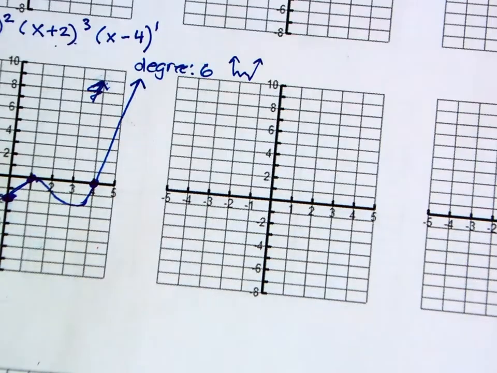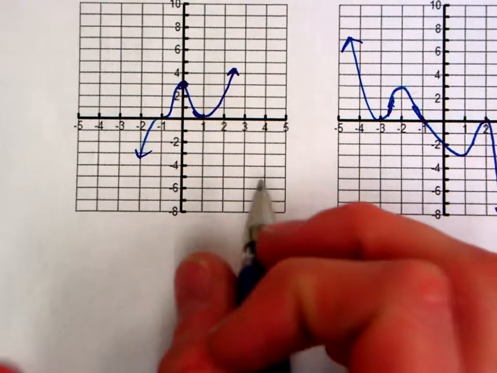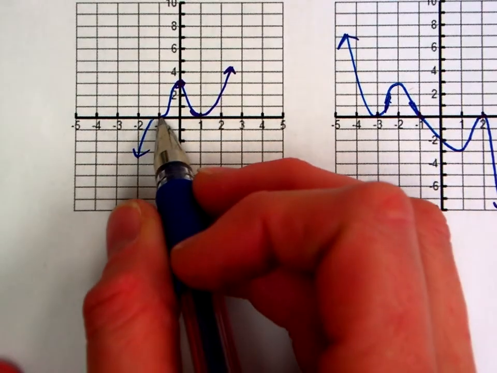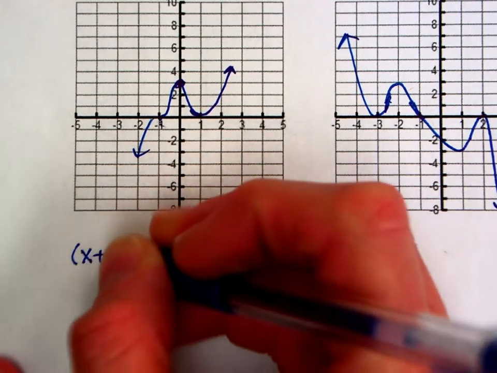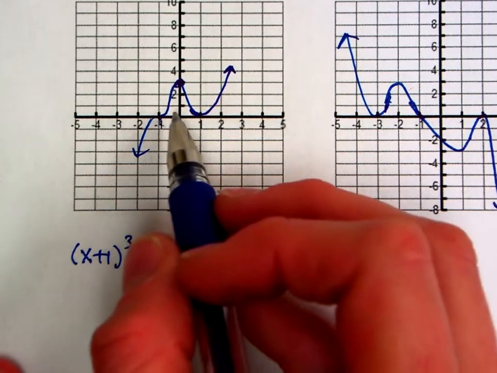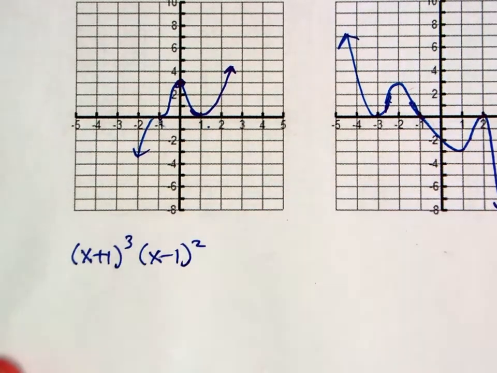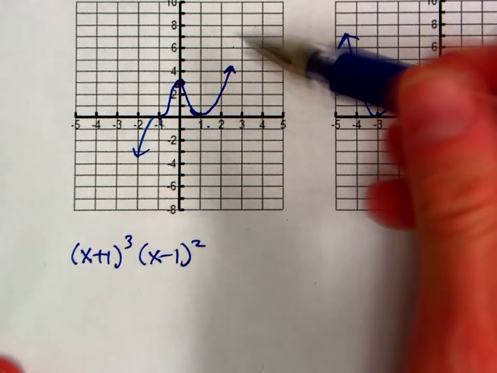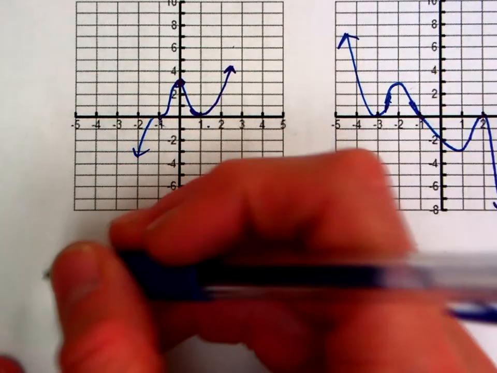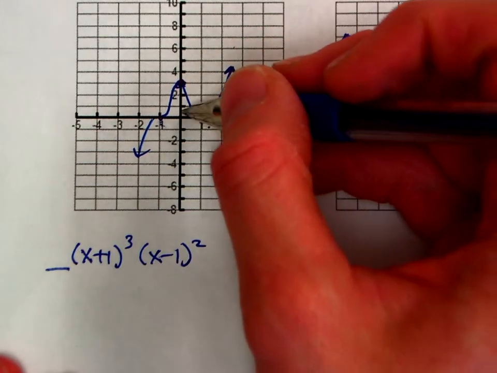The other thing we have to be able to do is come up with the equation given the graph. So I will say that this is a wiggle, so I'll make this x plus 1 to the third. And then this is a bounce, so I'll make this x minus 1 squared. There are many graphs that have these characteristics. We have to figure out the coefficient in front to make sure that it goes through the point 0, 3.